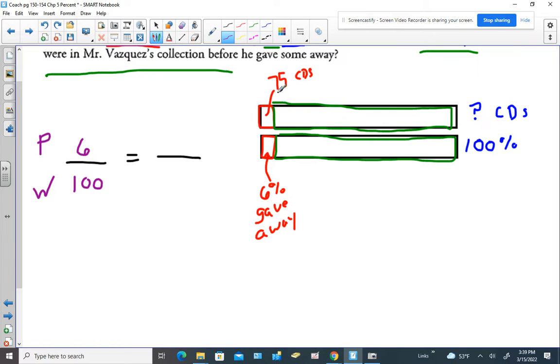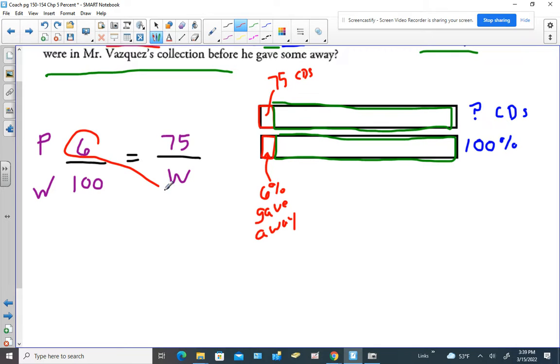And we know that the 6 corresponds to the 75 CDs. So this would be the part. And we're trying to figure out the whole, the all of it. Now, 6 is not exactly user-friendly with 75. We have a couple options we can do. We could simplify this, and maybe that'll make it a little more user-friendly, or we could just go ahead and use cross products. Let's practice the idea of using cross products without simplifying this, although we could.